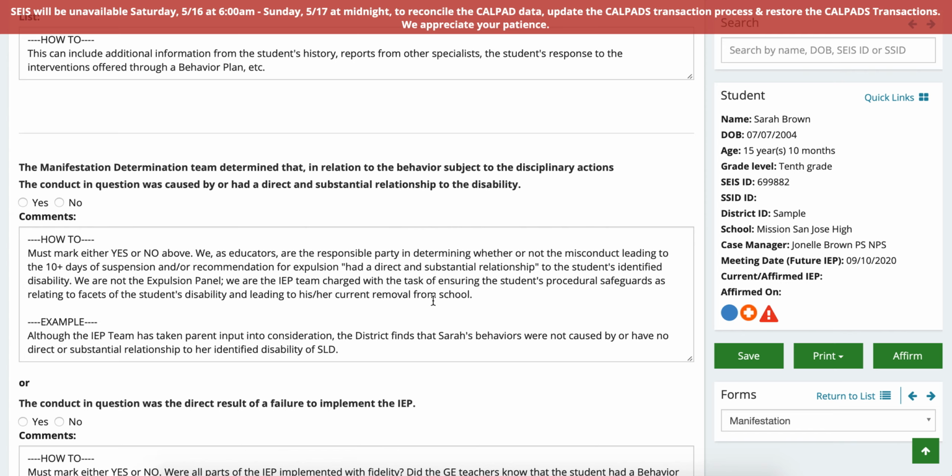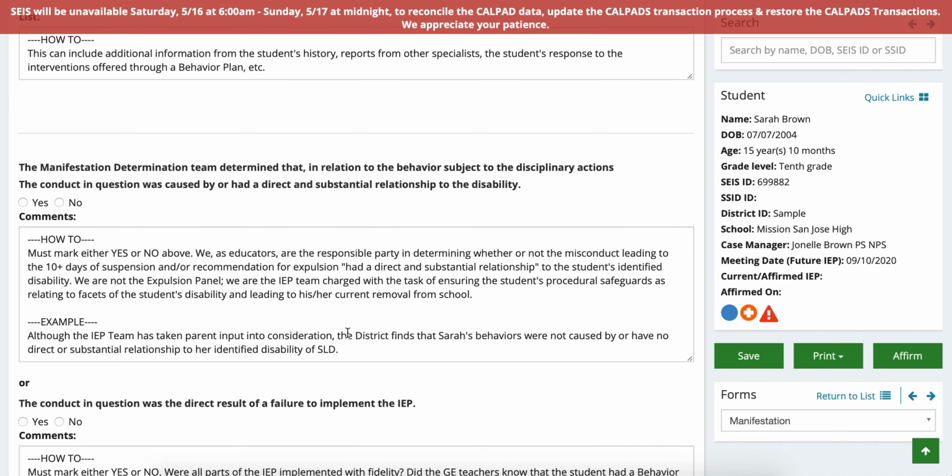So we're looking here, although the IEP team has taken parent input into consideration, the district finds that Sarah's behaviors were not caused by or have no direct or substantial relationship to her identified disability of specific learning disability. So she has specific learning disability, and we don't feel that taking I believe it was a chair or a stool and slamming it over a student's head causing a concussion, and then having somebody in a headlock and then pulling hair out from the SRO, that this was in direct or substantial relationship to the SLD, okay?